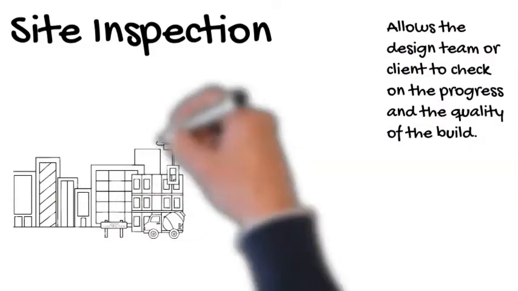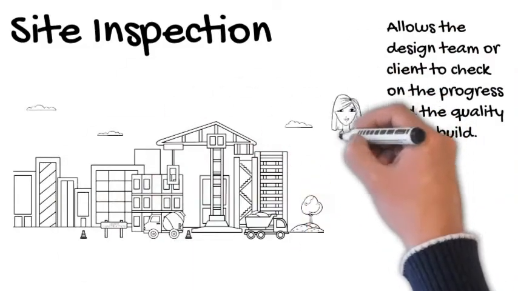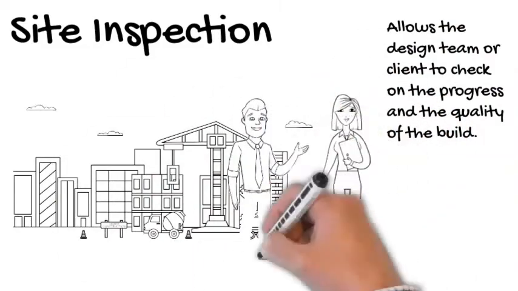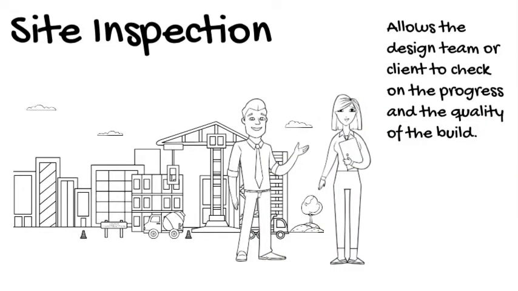Site inspection is a way that the design team or the client can check on the progress of the build. They can also check that the quality is up to the standard they're expecting as well. It's a simple way of being able to feed back to the project manager. Any problems they encounter on site hopefully can be resolved there and then to save lengthy emailing.